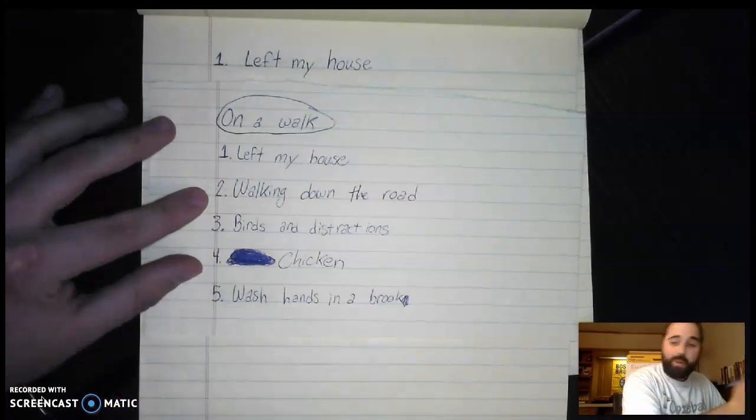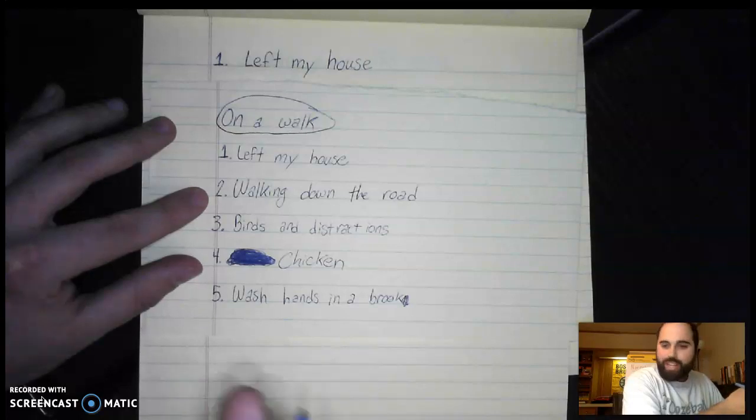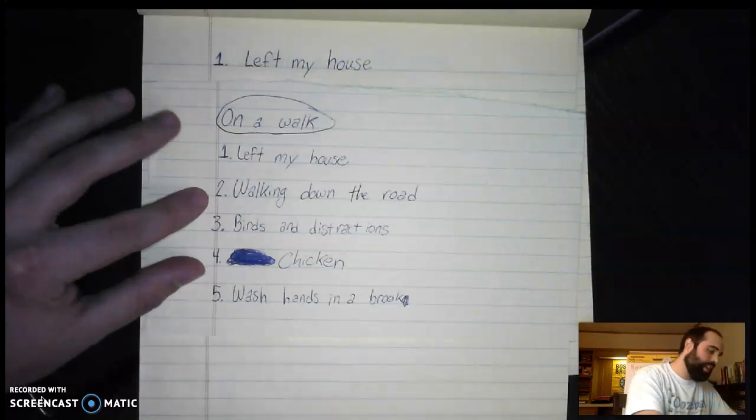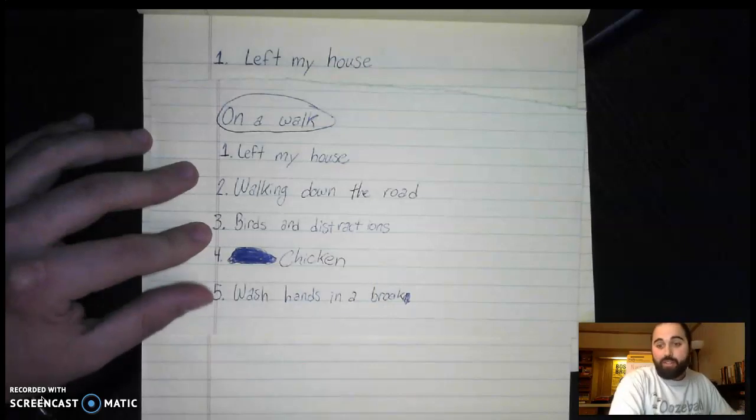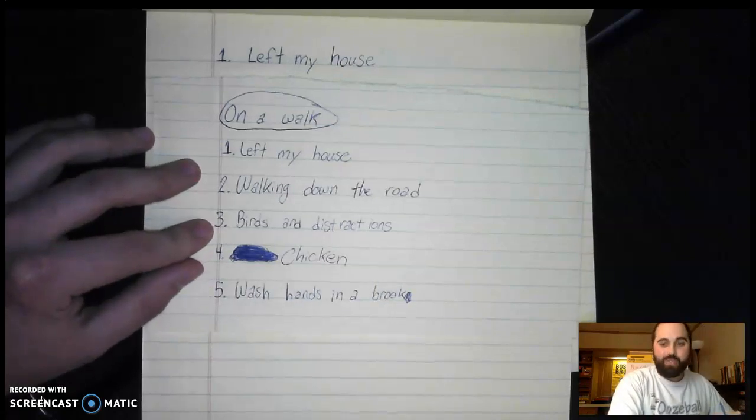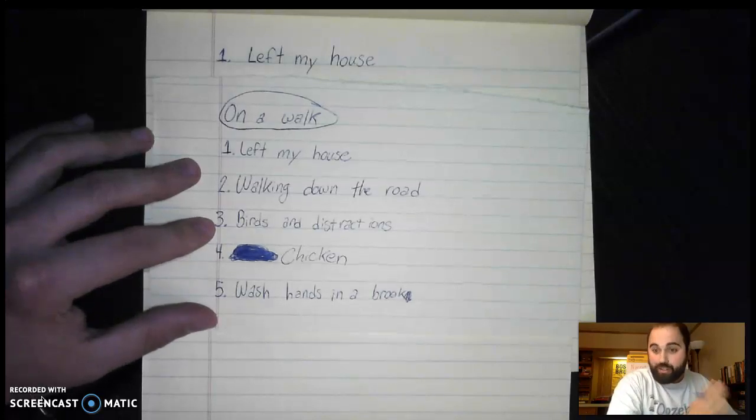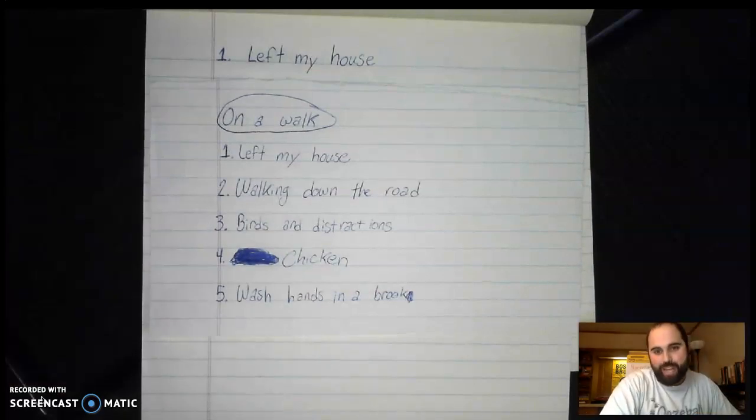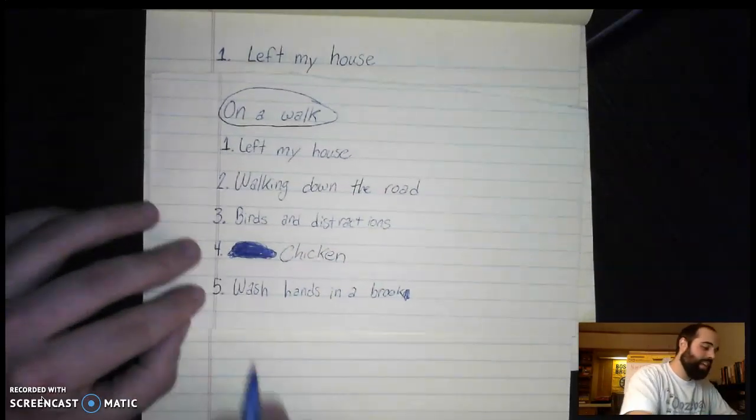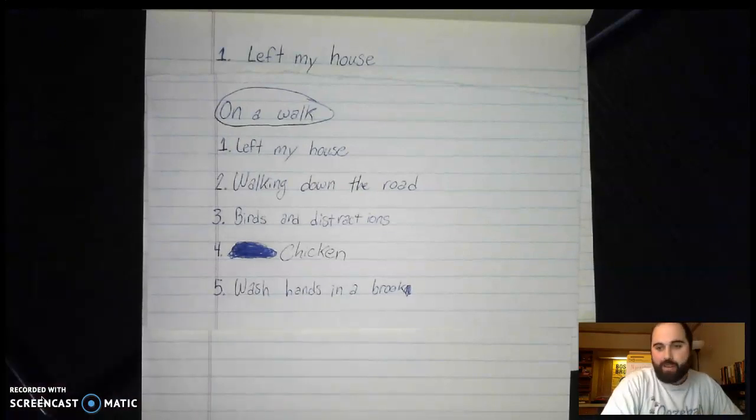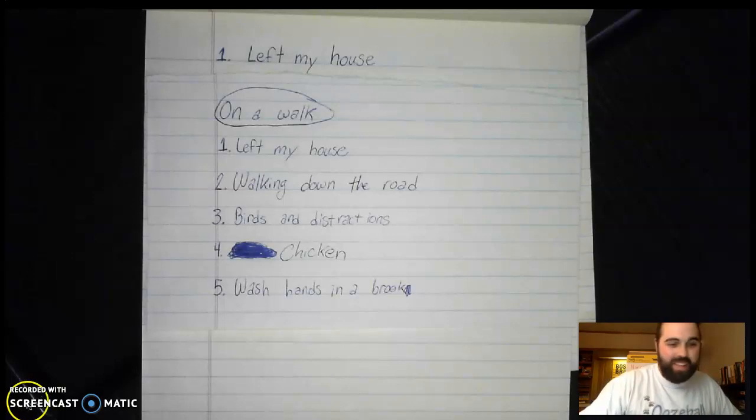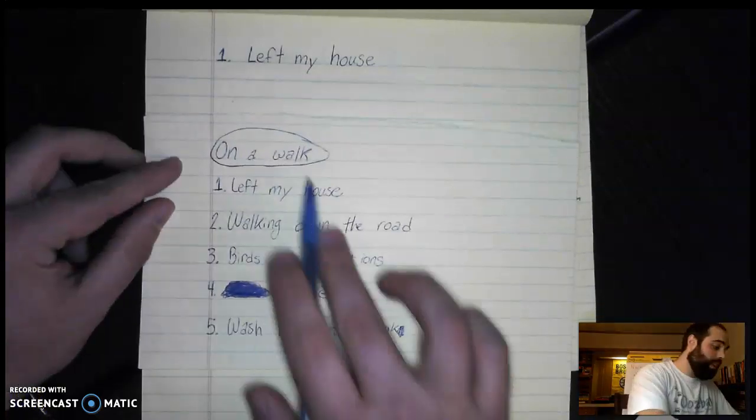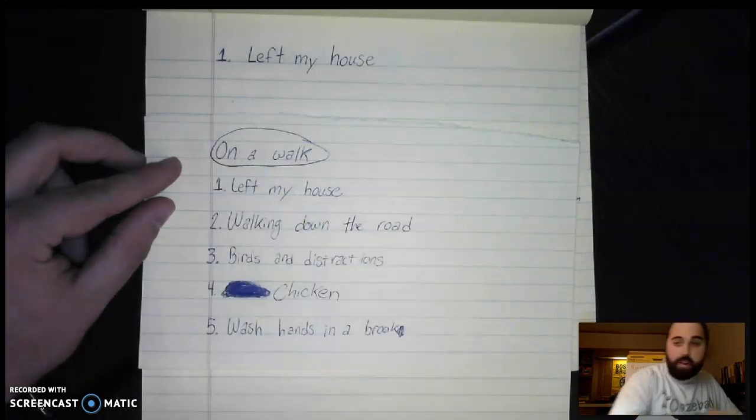He just wants to keep going, going, going, and exploring all that he can explore that's on the side of the road. Birds and distractions, man, Baxter is a distracted dog. He hears a chirp, he hears a squirrel, and he wants to go get it. Number four, chicken. And I'll show you that page. I'll leave that one a little secret. And number five was washing my hands in the brook, which you'll understand in just a moment when I start writing.